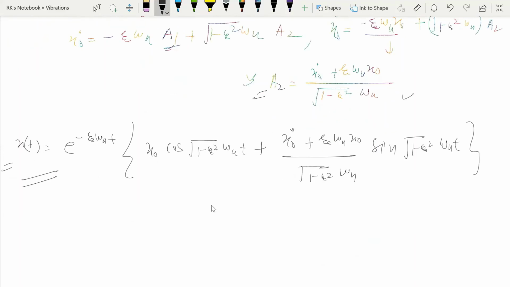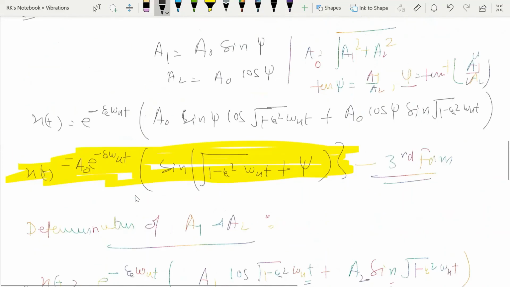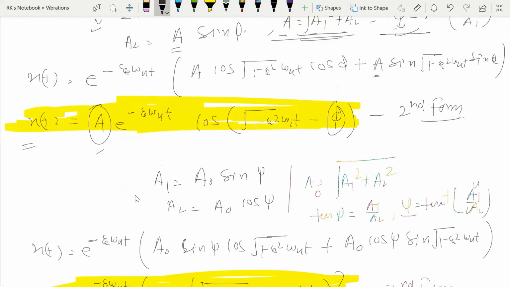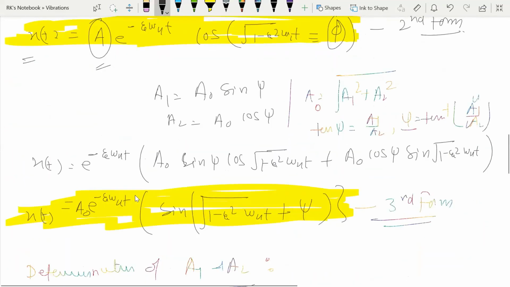So this is the final solution for free vibration of an underdamped system, and in the next lecture we'll discuss another two forms. We'll find A and phi, and from here A naught and psi values. So in the next lecture we'll discuss these two other forms of the solution to find these constants.